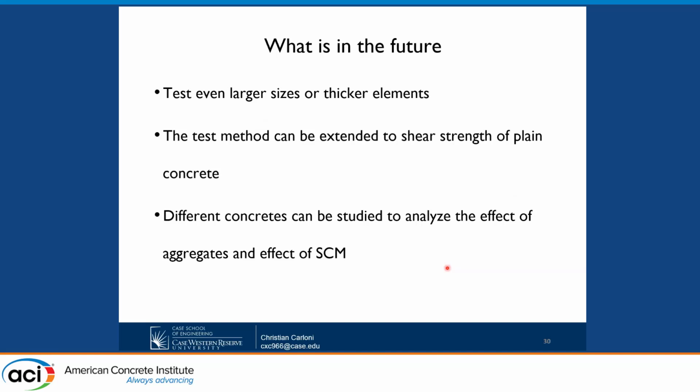Another thing that I think is important is that we need to do this test for at least 3 different types of concrete to really get a sense of the importance of the aggregate size. And I want to add something.